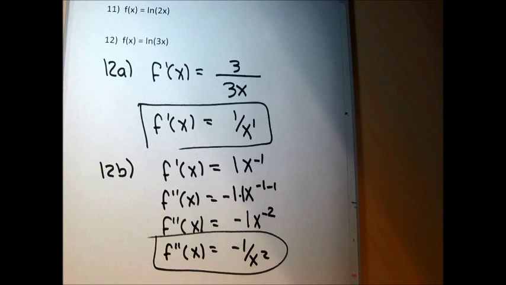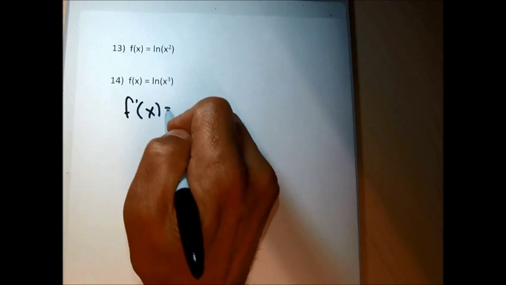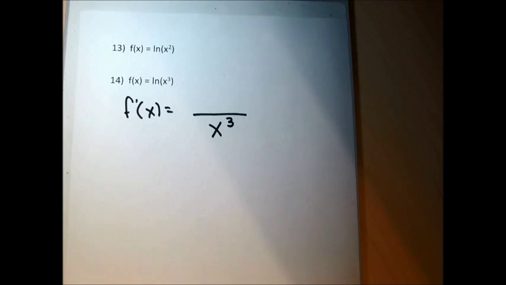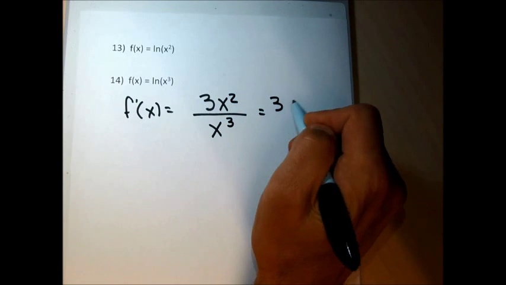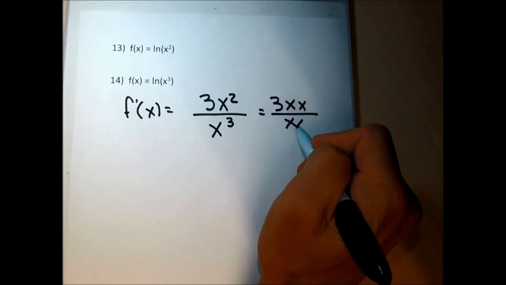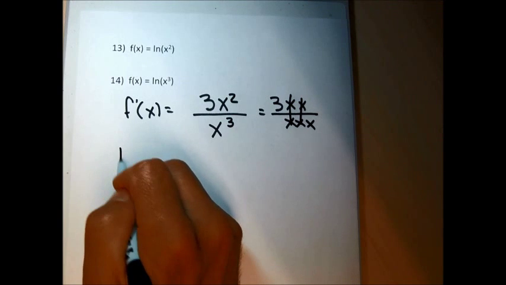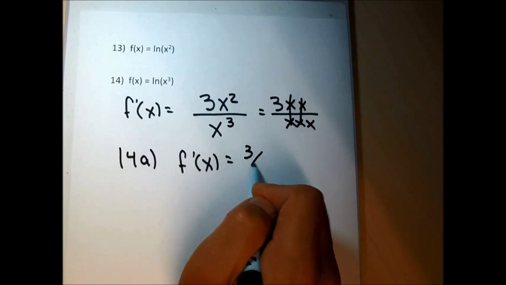14 is another ln. It's not going to be any harder, I don't think. Even though it looks like it might be harder, I don't think it is because of the way these things reduce. Alright, so 14, f prime of x. It's an ln, so in the denominator you write the argument. In this case, the argument is x cubed. In the numerator, you take the derivative of that x cubed. The derivative of x cubed is 3x squared. If I go to simplify this, the numerator has 2 x's, the denominator has 3 x's, can cancel and cancel. And so the best answer for 14a is f prime of x equals 3 over x.